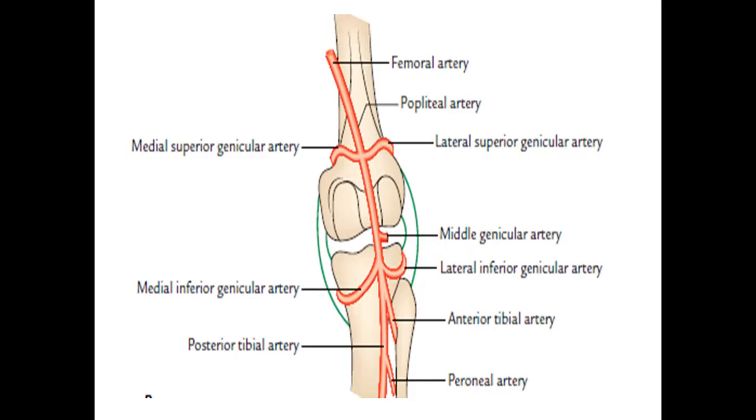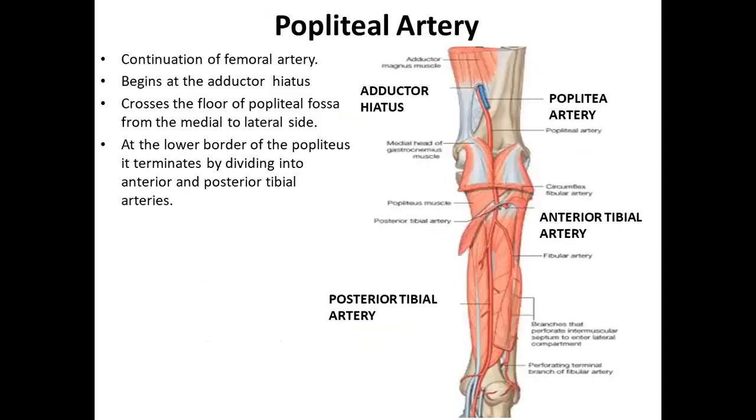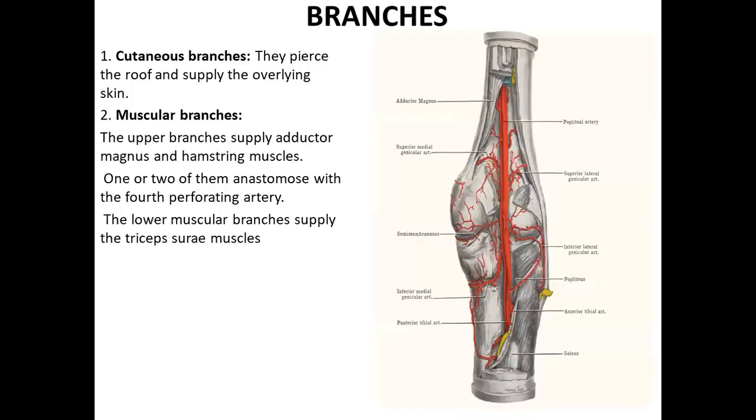Okay, so to revise it again, we saw that first of all we should know whose continuation the artery is, where the artery ends and how the artery ends. So the popliteal artery is a continuation of the femoral artery. Where from? The femoral artery, when it crosses the adductor hiatus, its name changes and becomes the popliteal artery. Then it crosses the floor of the popliteal fossa, and then at the lower border of the popliteus muscle, it divides into anterior and posterior tibial arteries.